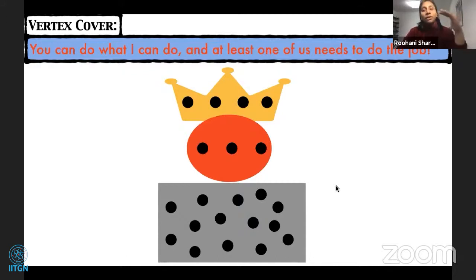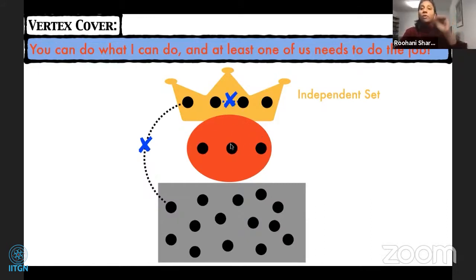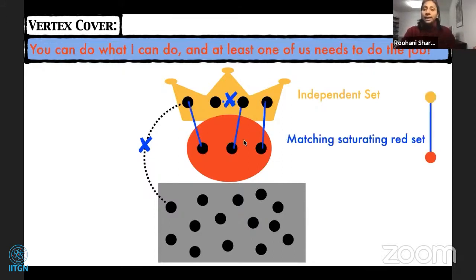Suppose you can find a partition of the graph into 3 sets like this, such that, first of all, there is no edge between the yellow vertices. So that means the yellow vertices form an independent set. Also, there is no edge between the yellow vertices and the black vertices, which means that all the edges that are incident on yellow vertices are incident on the red vertices also. So if you pick the whole of the red set, you know for a fact that you will kill all edges that yellow would kill. And now the third property is that, look, there is a matching saturating the red set into the yellow set.